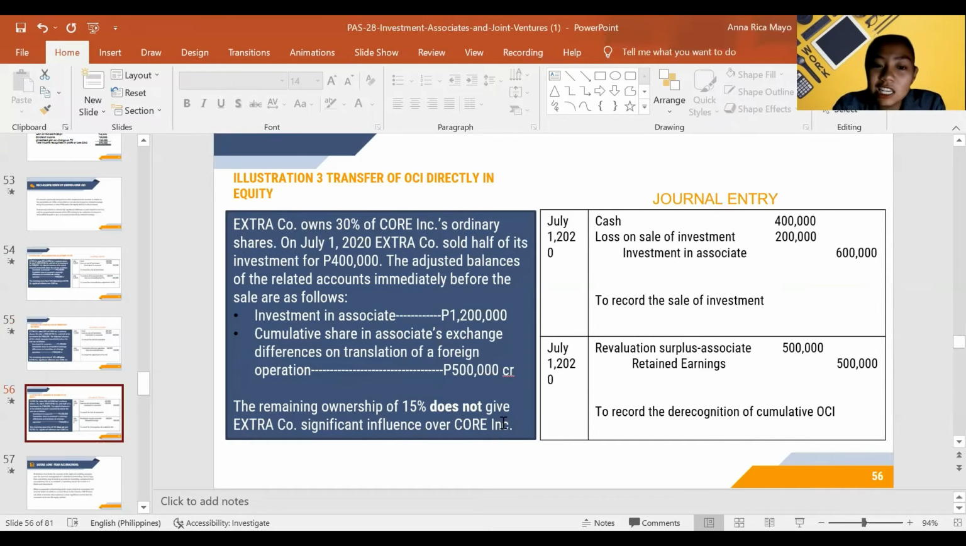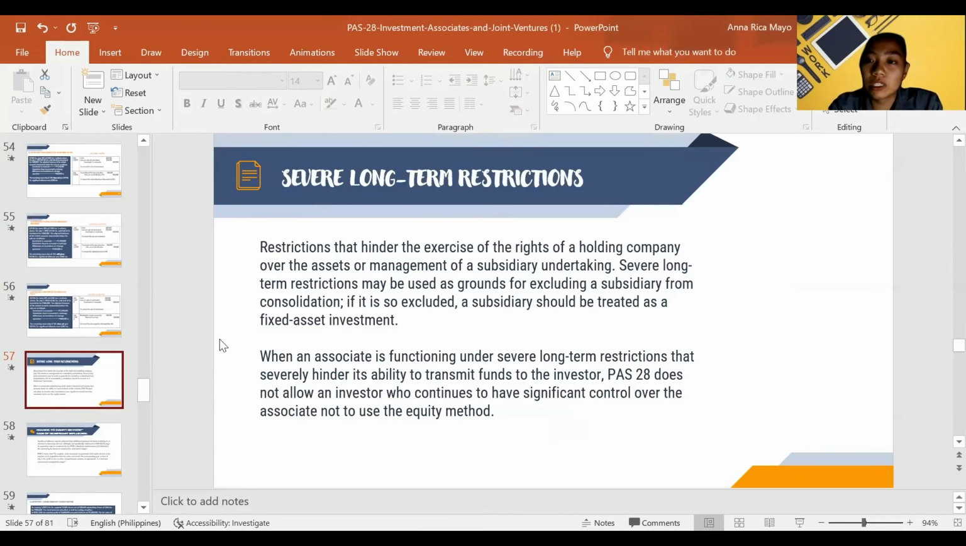Ngayon, at dahil hindi siya binigyan ng significant influence, yung whole amount ng kanyang foreign translation, ang iyong i-transfer directly to equity, which is magkakaroon ka ng debit, revaluation surplus, associate, 500,000, and retained earnings na 500,000 to record the recognition of cumulative OCI. And then next is yung severe long-term restriction.